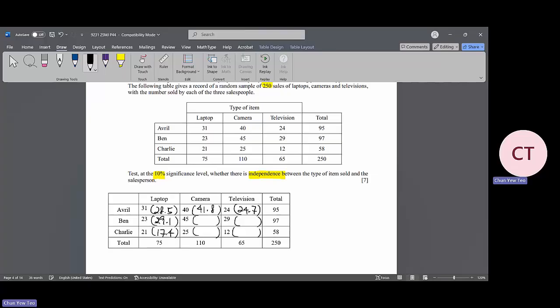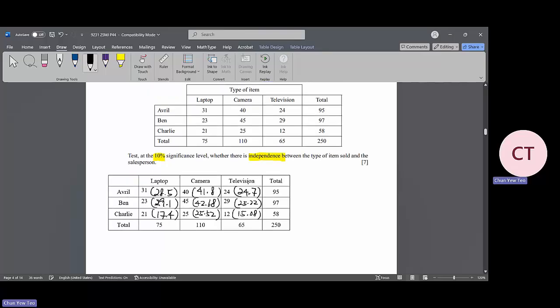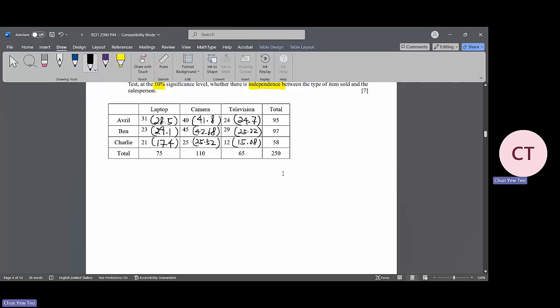Okay, so this one is 42.68. This one is 25.52. This one is 25.2, and the last one is 15.08. Okay, so this will be the expected frequency. So now we can build the null hypothesis and the alternative hypothesis.